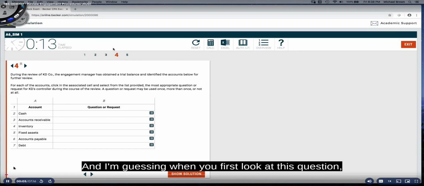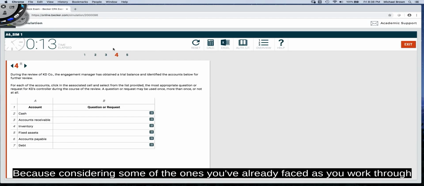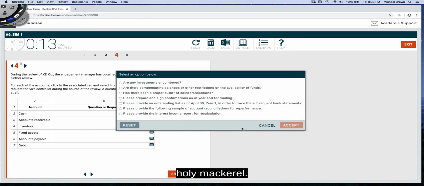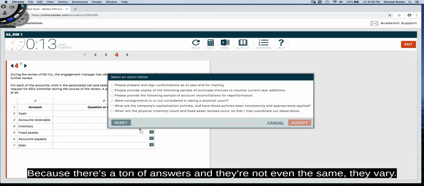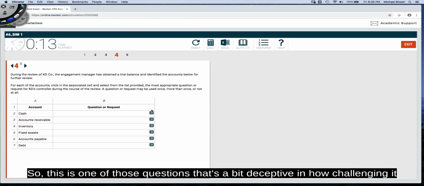Mike Brown here, and I'm guessing when you first look at this question, it didn't look that bad, right? Because considering some of the ones you've already faced as you work through this section of the course, you probably go, oh, well, geez, there's only 6 questions and there's no exhibits. And even the instructions are pretty short. This doesn't look that bad until you clicked on that first box and went, holy mackerel, because there's a ton of answers and they're not even the same. They vary.